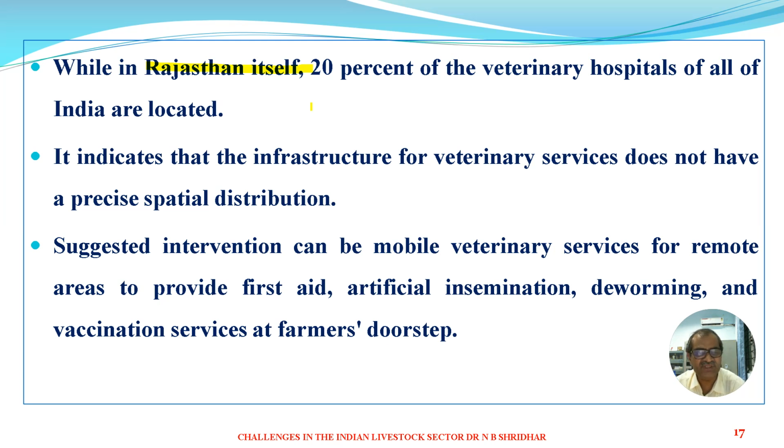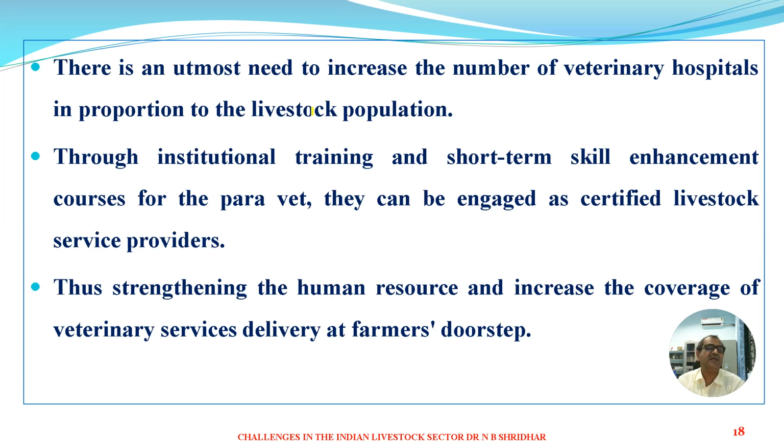So the suggested intervention can be mobile veterinary services for remote areas to provide first aid, artificial insemination, deworming, and vaccination services at the farmer's doorstep, which is very much required because nowadays farmers cannot bring a large animal to the nearby hospital. Unlike about 20 years back, when every person used to bring the precious cattle to the hospital, nowadays they are interested in doorstep services, which we need to strengthen a lot. Then there is an utmost need to increase the number of veterinary hospitals in proportion to the livestock population.